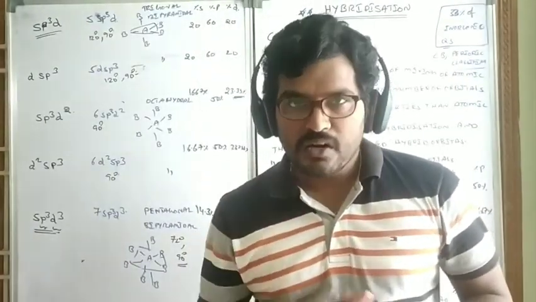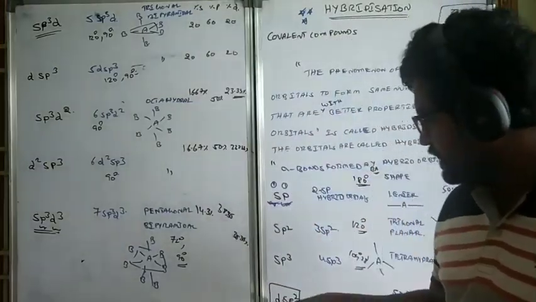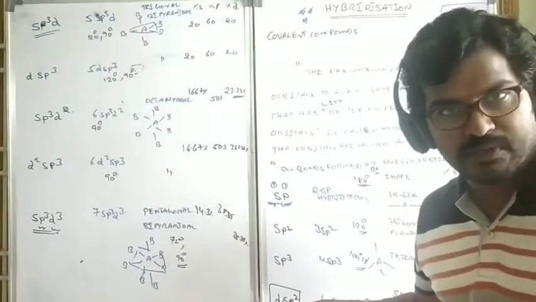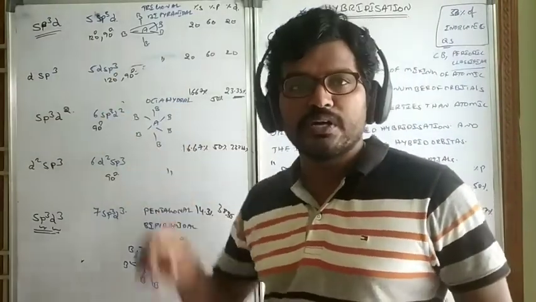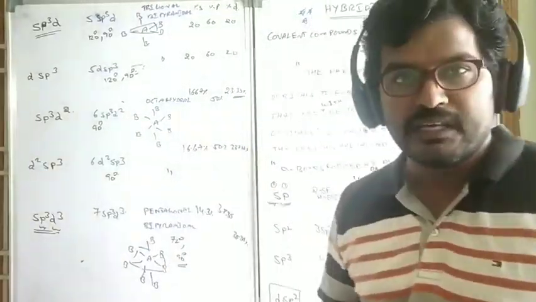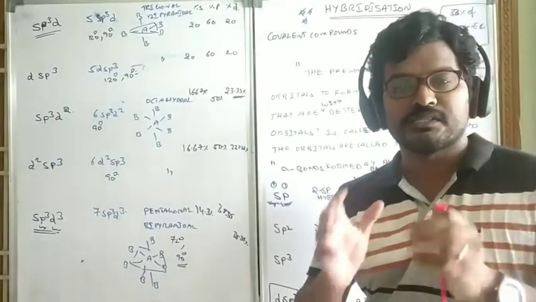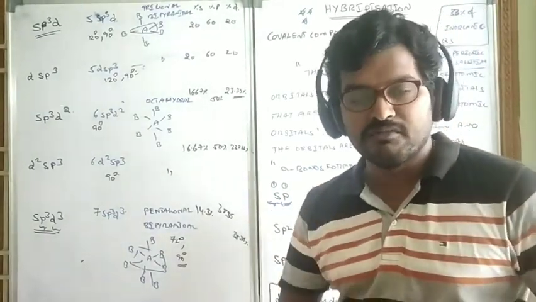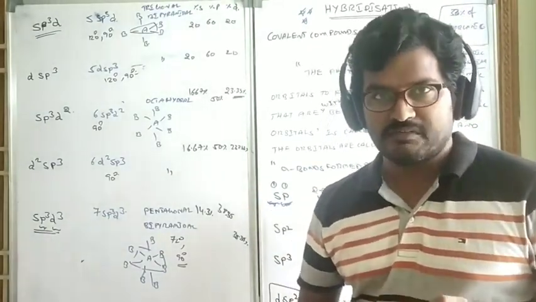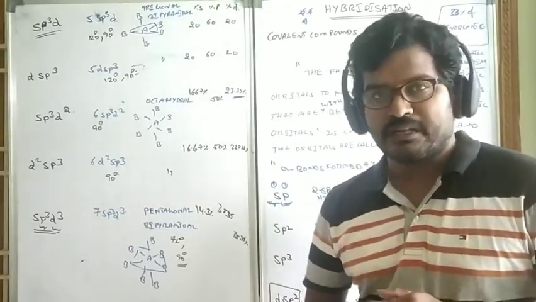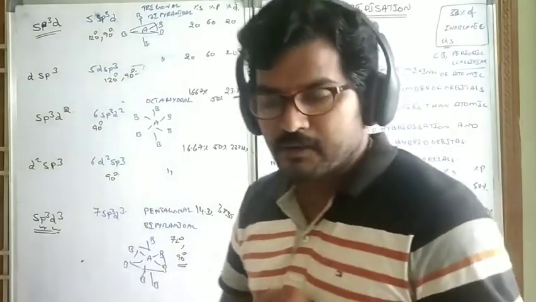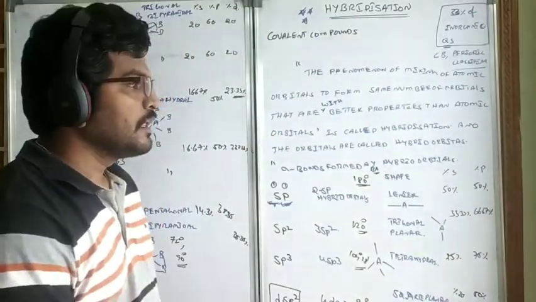Whenever there is an inner orbital complex, we will go for the inner d orbitals. 3d orbitals will participate. Outer orbital complexes means 4d orbitals will participate in the reaction. When I am preparing the complexes topic, at that time I will give you a very good example for that. Or whenever we are doing examples, I will give you better examples. Right? So now understand this very clearly.